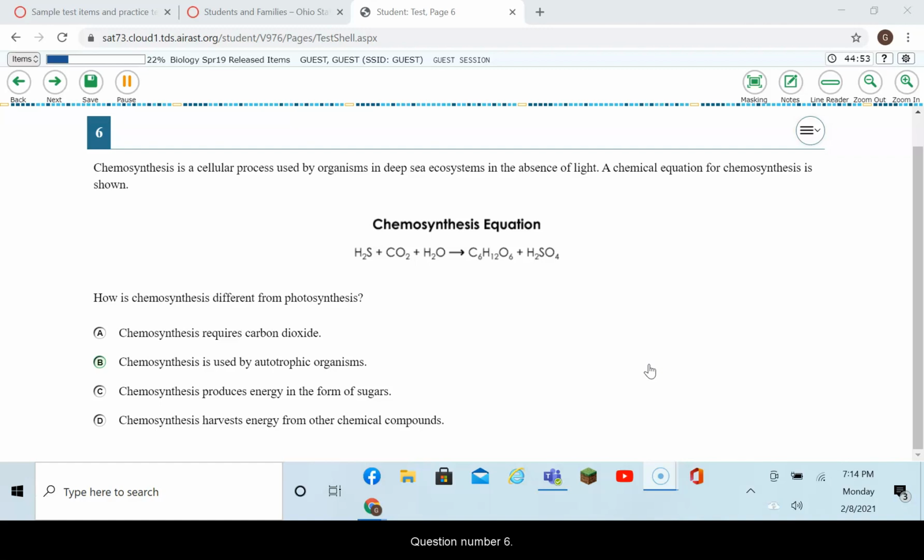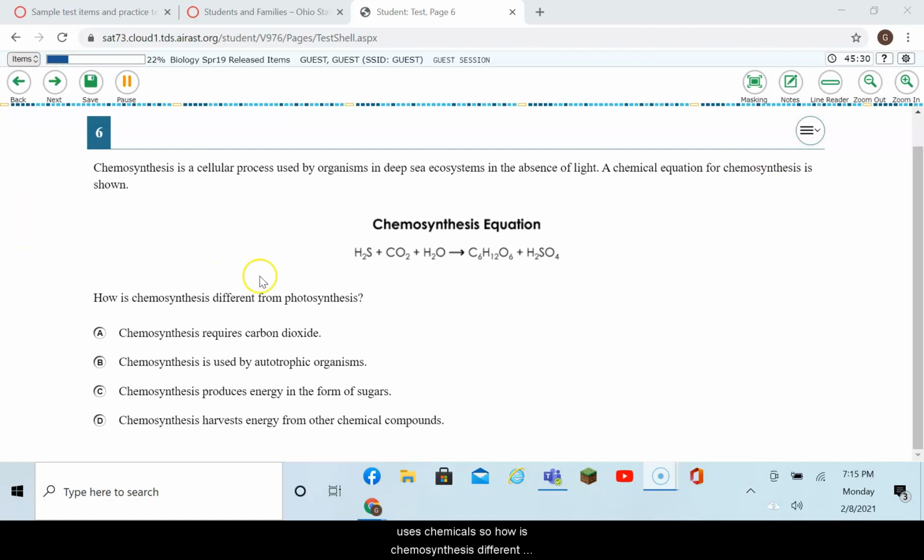Question number 6. Chemosynthesis is a cellular process used by organisms in deep sea ecosystems in the absence of light. A chemical equation for chemosynthesis is shown. Here's our chemical equation. Okay? Now, remember, chemosynthesis is different from photosynthesis because photosynthesis uses light to make glucose and oxygen. Chemosynthesis doesn't have the luxury of having light. It's deep in the bottom of the ocean, and it uses chemicals.